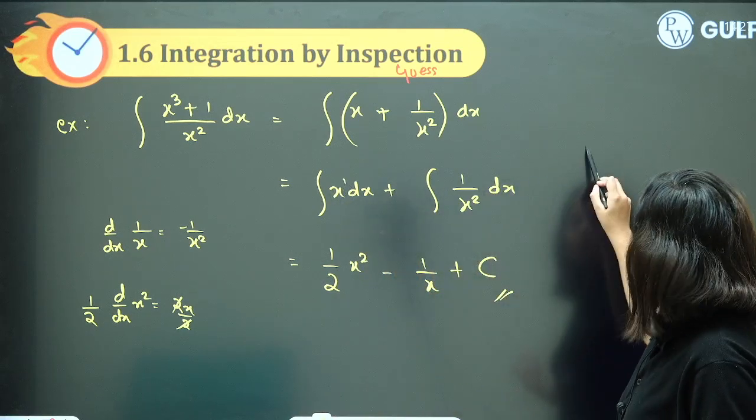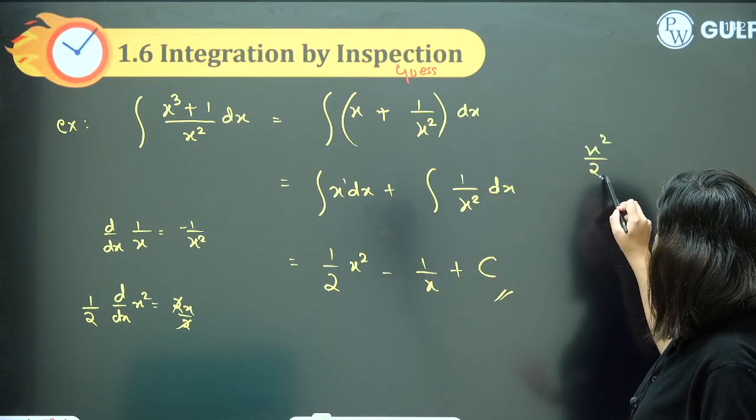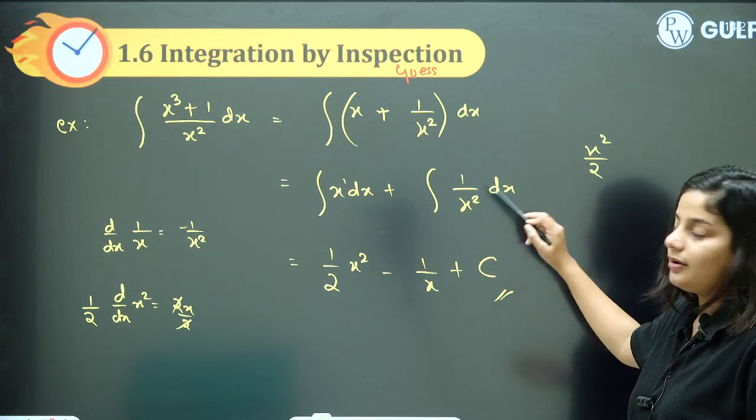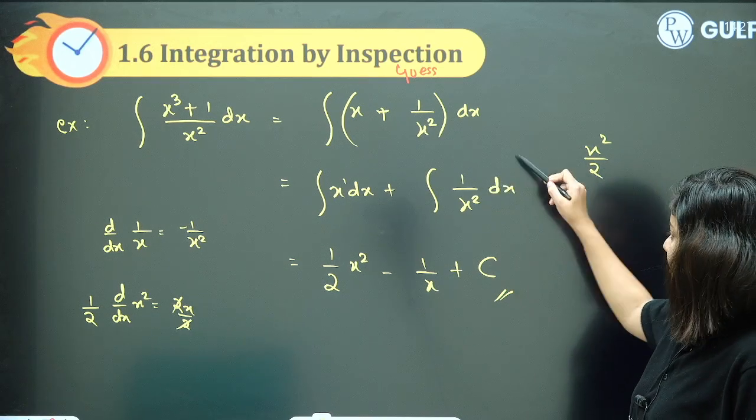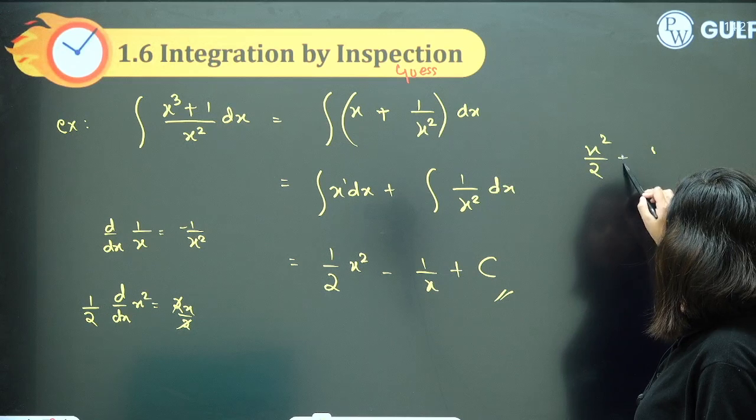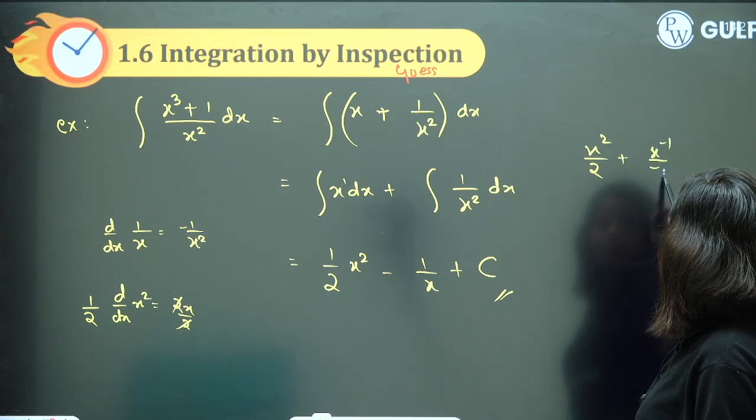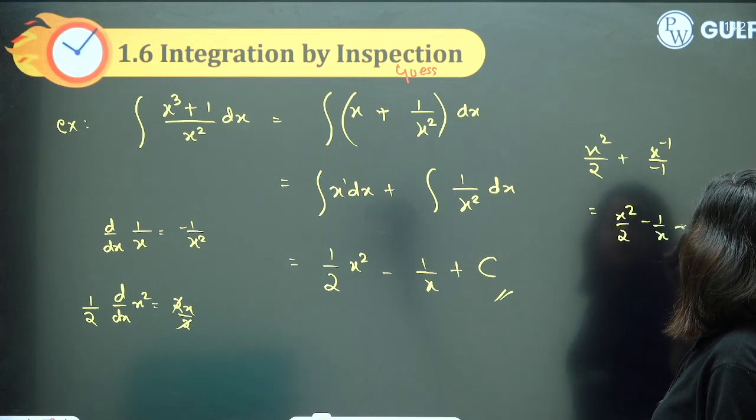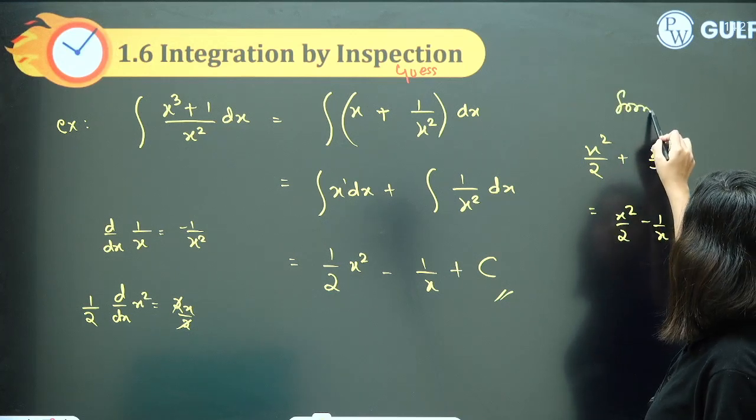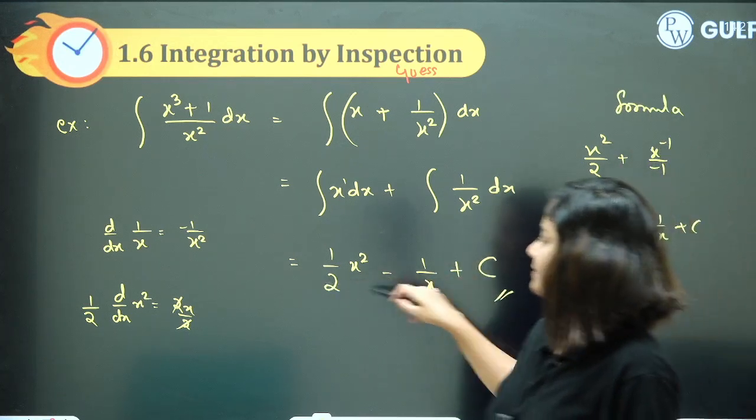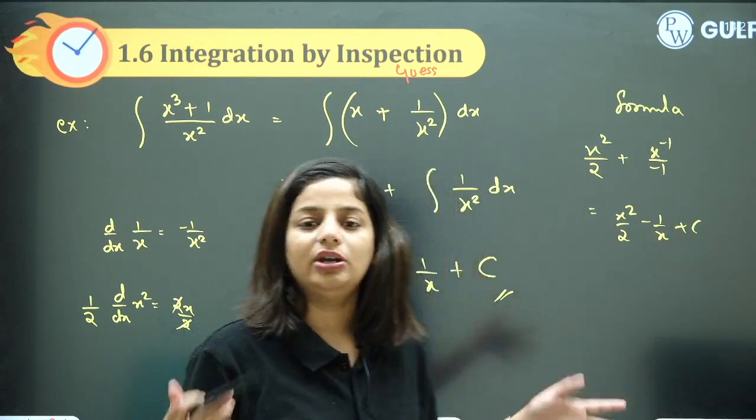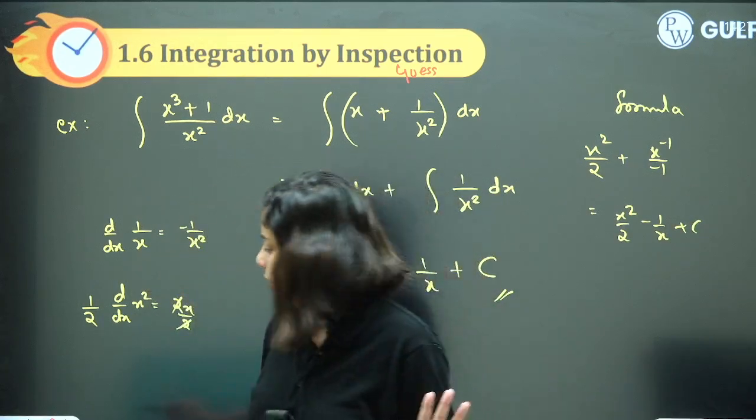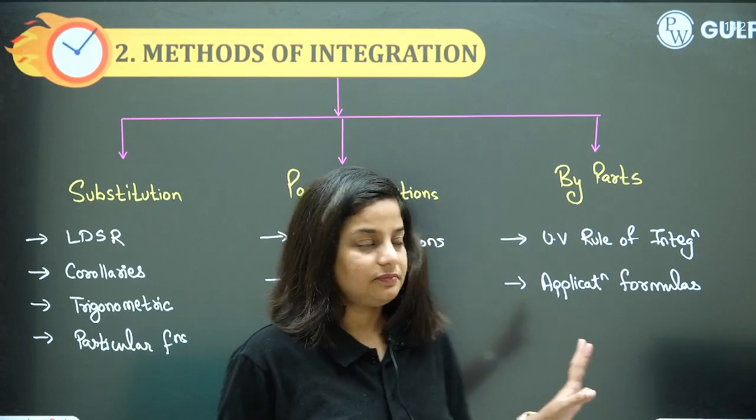Integral of x raised to n is x raised to n plus 1 upon n plus 1. And same thing, here the power minus 2 plus 1 will be x raised to minus 1 upon minus 1. Simplify. This was done by the formula, this by inspection. Inspection method is old, traditional, forget about it. Now onwards only formula. Okay.